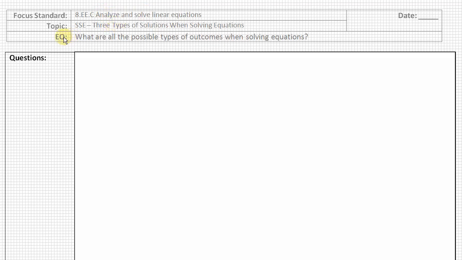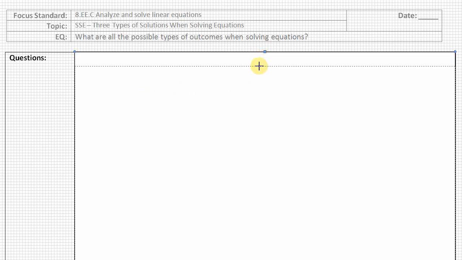And our essential question today is, what are the possible types of outcomes when solving equations? So go ahead and take a moment, pausing the video if you need to, to set up your header. Be sure to include today's date, your question column, and your note column, and let's go ahead and jump in.